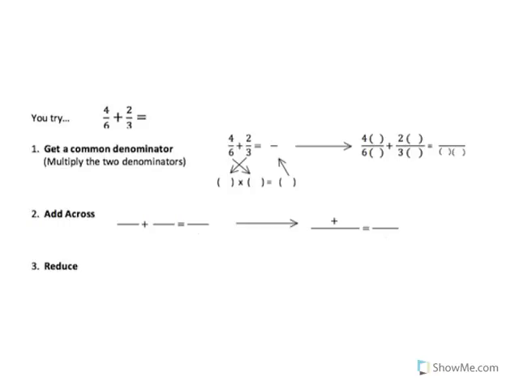4 over 6 plus 2 over 3 equals what? Step 1, get a common denominator. So the number on the bottom needs to be the same. Necesito mismo. This number goes here. This number goes here. I multiply. I get 18 here. This is the common denominator.